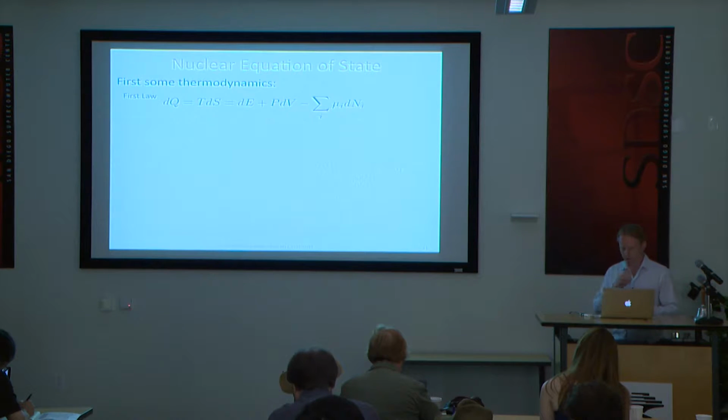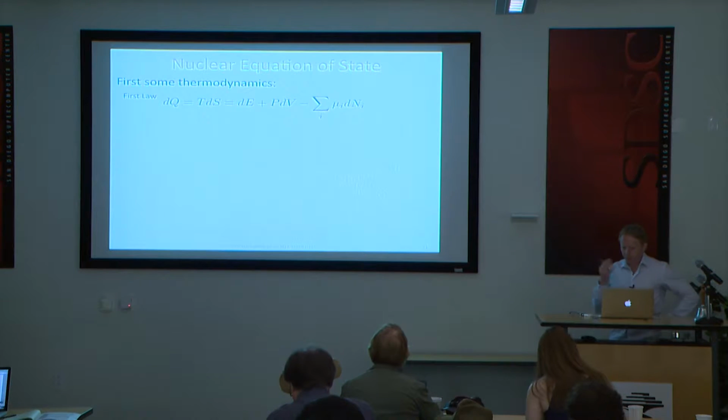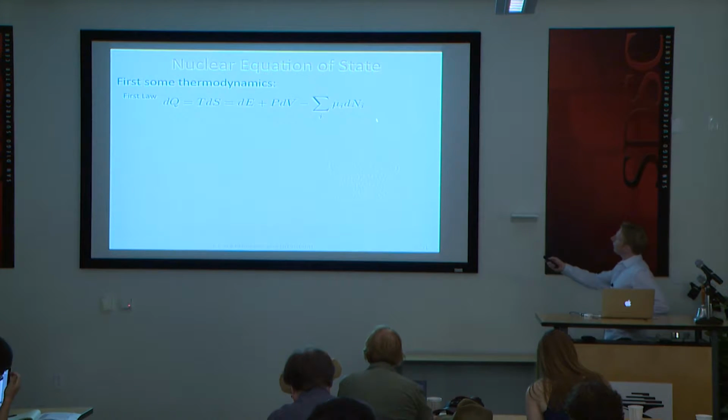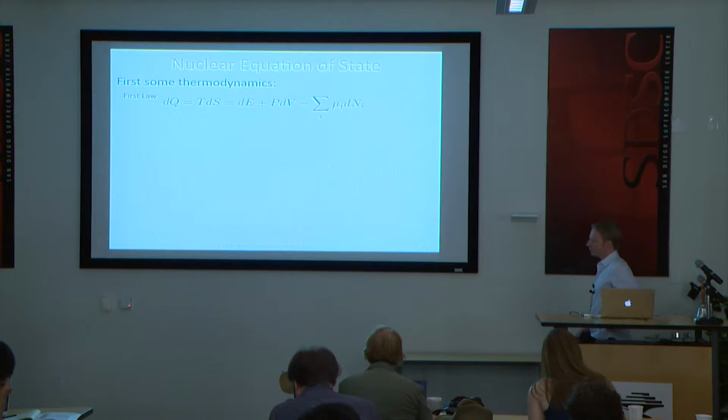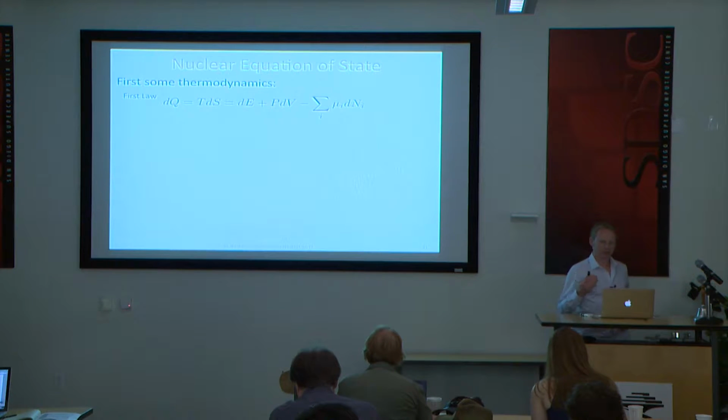And for that, we need to do some thermodynamics first. And I like thermo, so I'm going to treat you to some of it. So the first law says this: change in heat, the change in internal energy, PdV work, minus the change of particles in the system, mu_i, the chemical potentials. They're basically the amount of energy you need to add a particle. In a non-degenerate classical gas, that's just the rest mass of the particle.